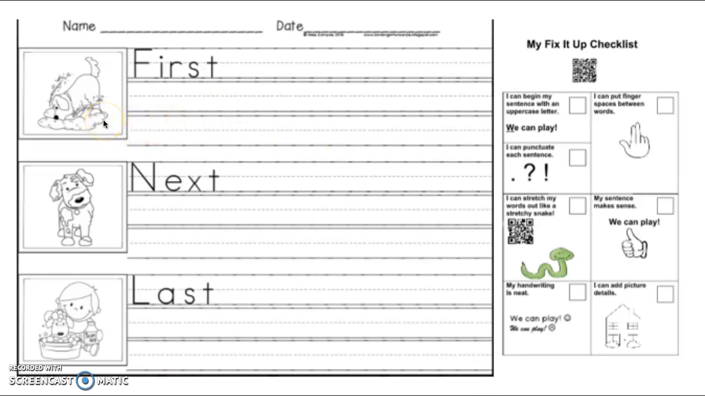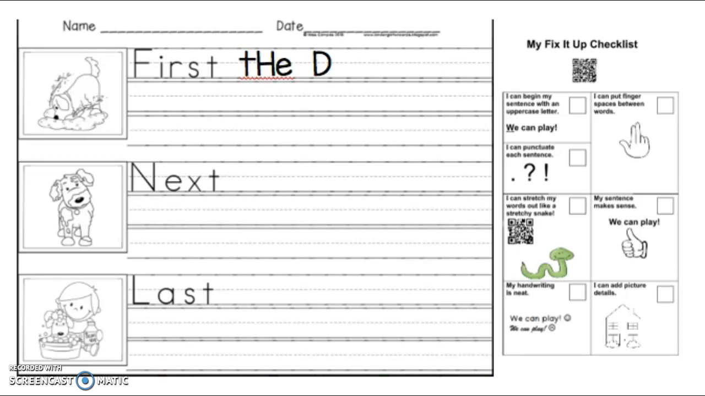I see a dog that's digging in the dirt. So I'm thinking my first sentence is going to be "First, the." So I'm going to write the word the, then I'm going to leave a finger space, dog. I'm going to stretch that out, stretchy snake, so I hear d, d. You're right, it's a D, so I'm going to write a D. I'm going to stretch the rest of the word out so I can hear all those sounds.